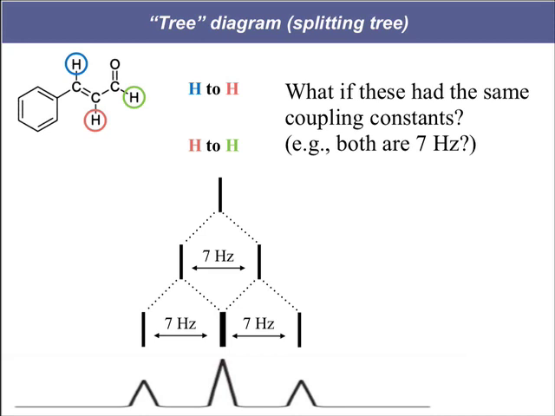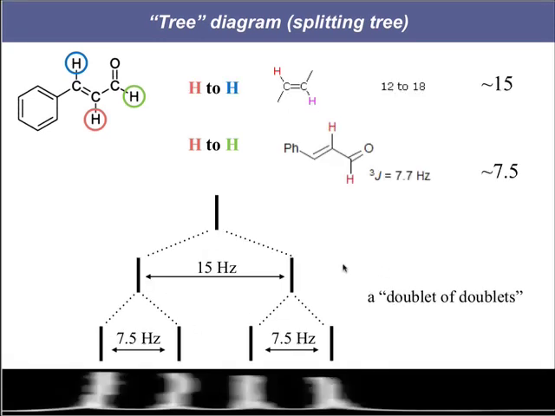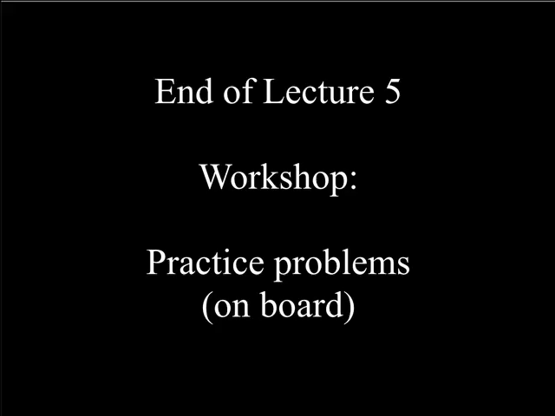If we have different coupling constants between our neighbors, we split the larger one first and then the smaller ones. And usually what that causes is our peaks to not line up. These guys do not overlap at the same chemical shift. So we get 4 different peaks instead of 3 with 2 overlapping.